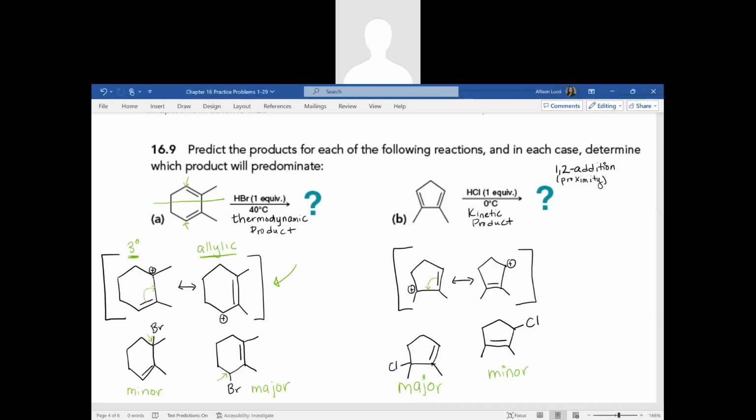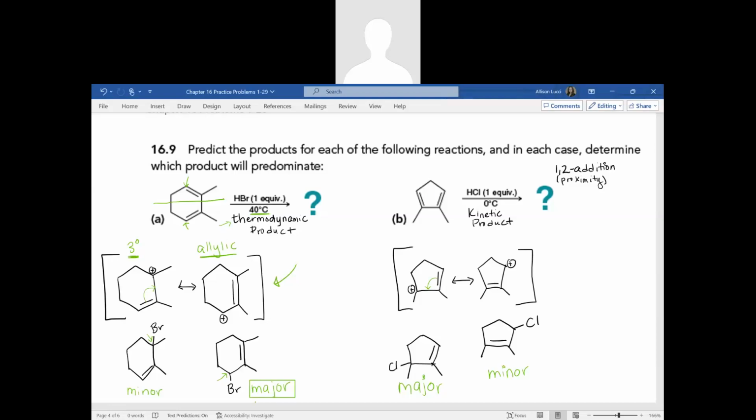And notice that we are at elevated temperature, so our thermodynamic product would form. The more stable, lower potential energy product would be our allylic bromination here, right? This would be our major product. And then we would have our tertiary site be our minor product. Again, this is our thermodynamic product, not the faster product. And then we see over here in part B something similar.